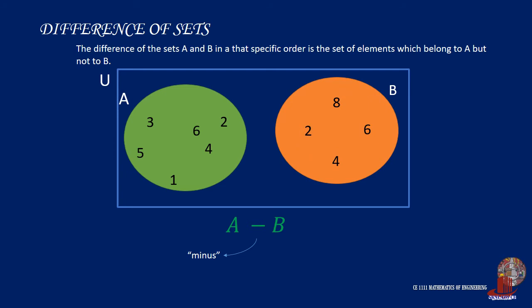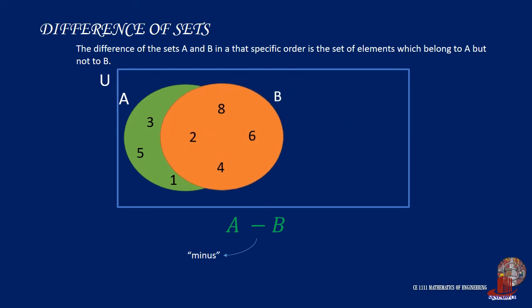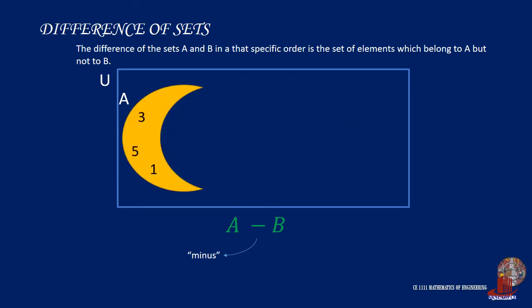Let's check A minus B. Since both sets A and B have the elements 2, 4, and 6, we would have A minus B as 1, 3, and 5, since the elements 1, 3, and 5 belong to A but not to B.